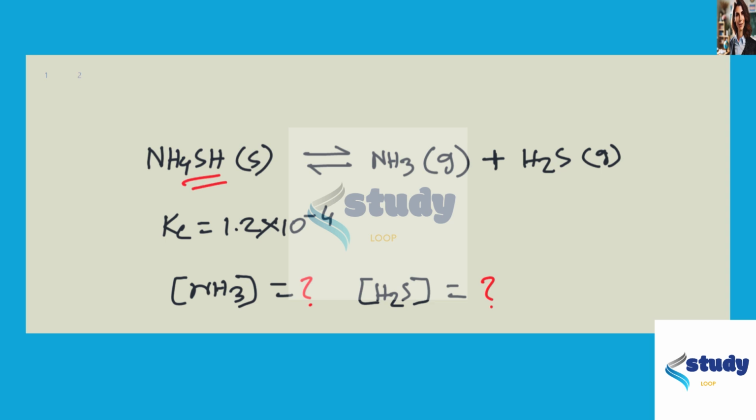So in this problem, we are given the decomposition reaction of NH4SH, from where we are getting ammonia and hydrogen sulfide gas. We are given the value of Kc for the equilibrium achieved in this reaction, and we have to find out the equilibrium concentration of each of the products, which are NH3 and H2S. So to do that, first you have to set up an ICE table for this reaction.